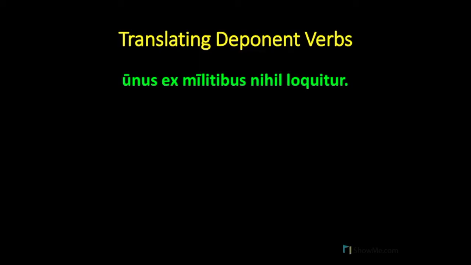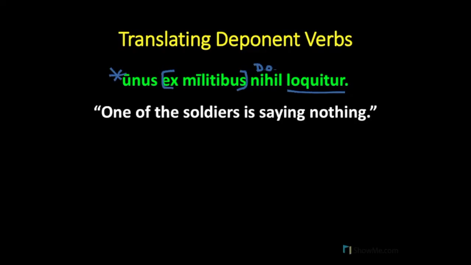Here's our next sentence. Unus ex militibus nihil loquitur. So unus is our nominative singular subject, loquitur is our deponent verb, ex militibus is a prepositional phrase, and nihil is our accusative direct object. So we recognize that loquitur has a passive form, but we have to translate it actively. It's a deponent verb. So our translation is, one of the soldiers, ex militibus, is saying nothing, nihil. One more example before we move on.